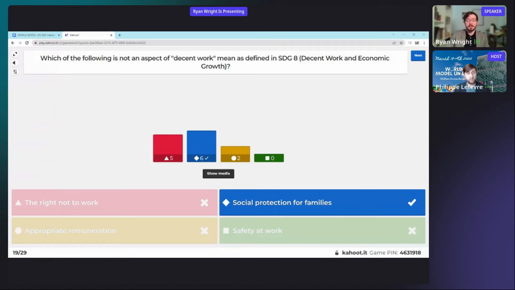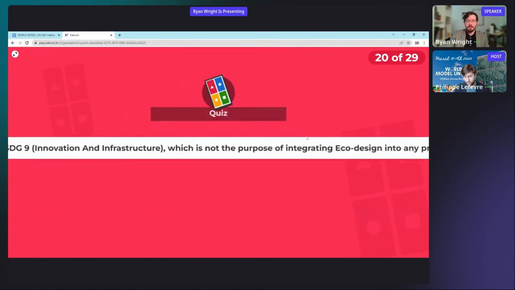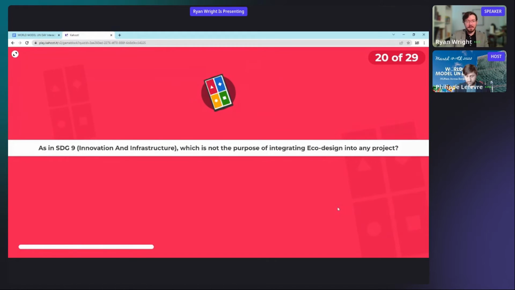All right, and yes, that was social protection for families. That's the correct answer there. The scoreboard, Wellington back at the top. Good to see. We have a nice little running pack in the top there.